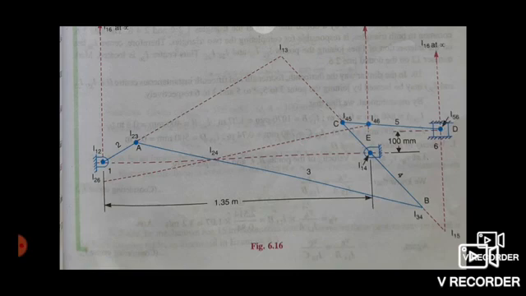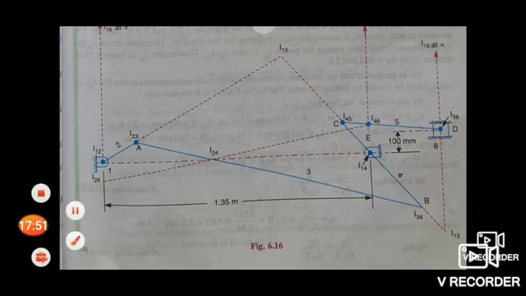Here VA by I13A equals VB by I13B, considering the center as I13. So VB equals VA by I13A multiplied by I13B. So the value comes to 3.2 meter per second.